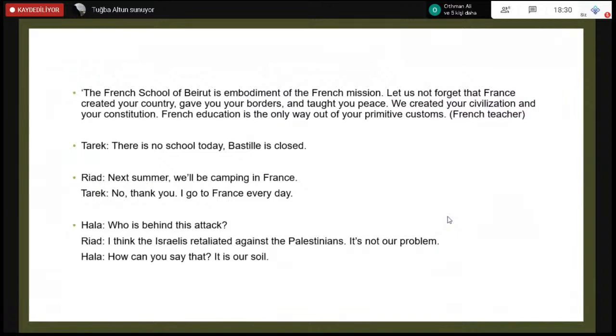We see that the French impact still continues, and as Lebanese, these young people could also feel that our country is not created by us; it is given by another country. Even our borders, civilization, constitution, education, and they see our customs as primitive, and even they thought that peace is taught by them. And of course, this caused some solidarity problems because there is not a ground to shape a national identity in schools.